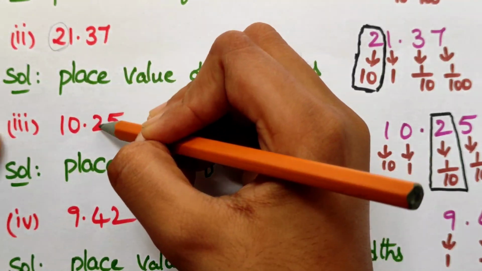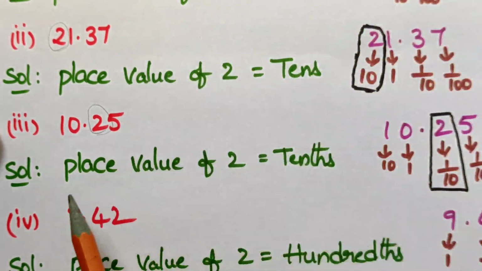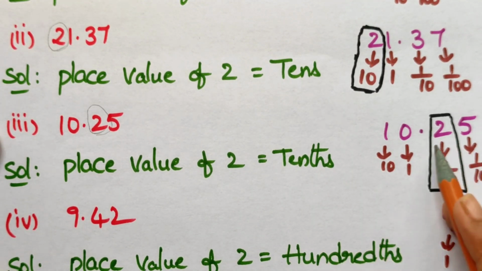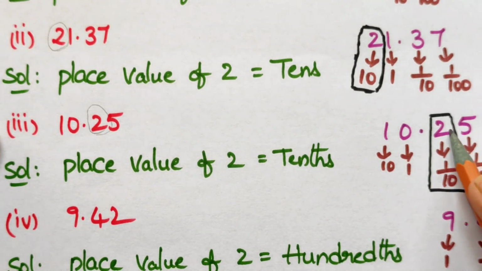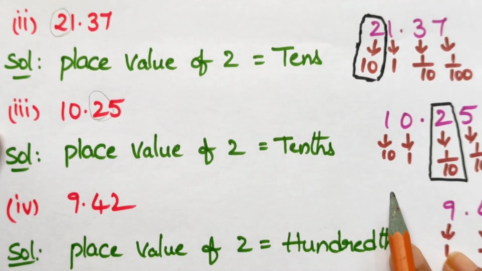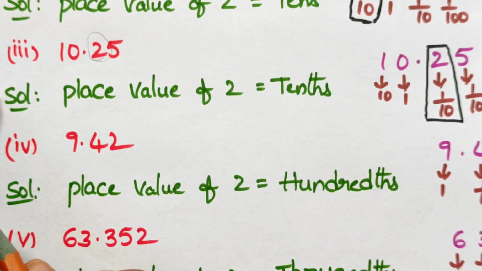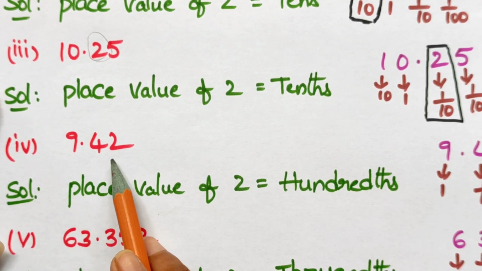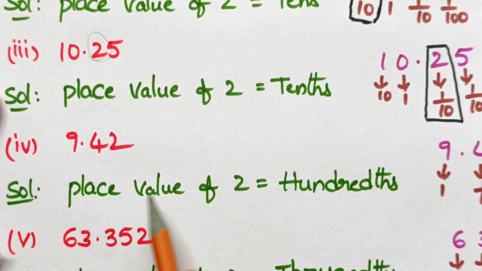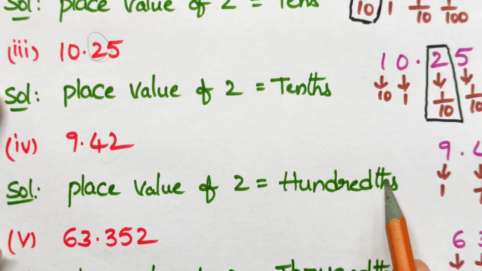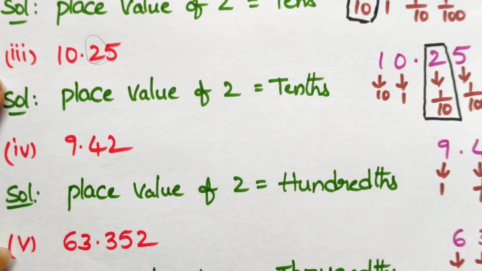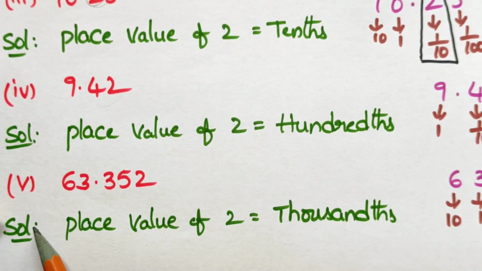Now the place value of 2 is 10th place. So here it is 1 by 10. So 2 is in 10th place. And here let us see the fourth bit, 9.42. Here place value of 2 is hundredths. See here 1 by 100. So it is hundredths. Now let us see the fifth bit.